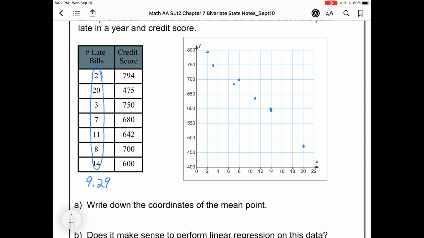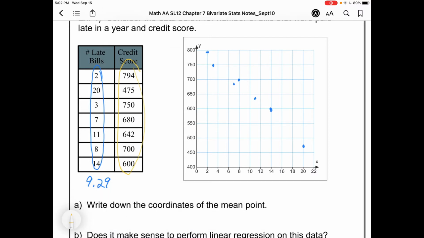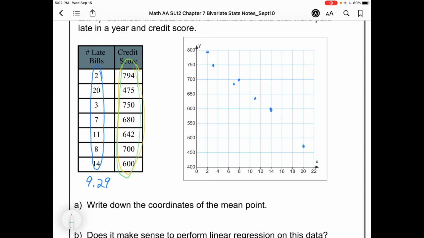And then if we added up the y values, or the credit score values here, add them up, divide by 7, and you get 663. So the mean point should go through there. So 9.29 late bills and 663.